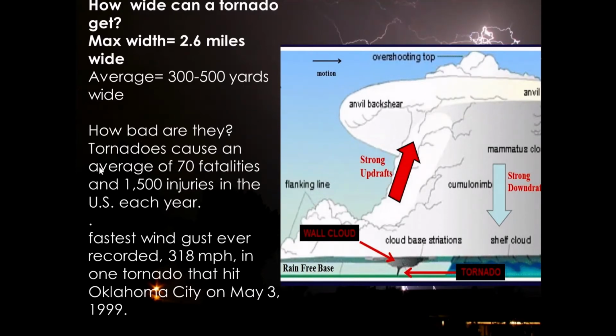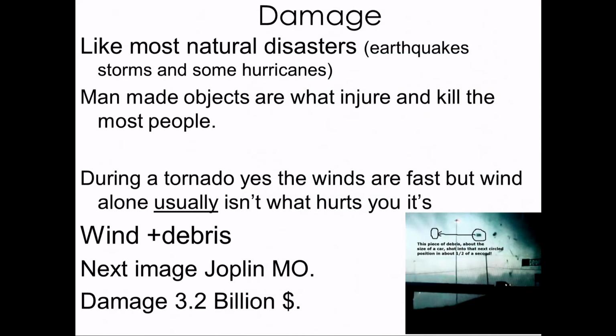They also include the fastest wind ever recorded. Right there, you can see 318 miles per hour, whereas the strongest hurricanes are 155, 160, 170. These are almost twice as fast as the strongest hurricanes. Now, I mentioned earlier that the strongest single tornadoes so far happen in Joplin, Missouri, with a $3.2 billion price tag.